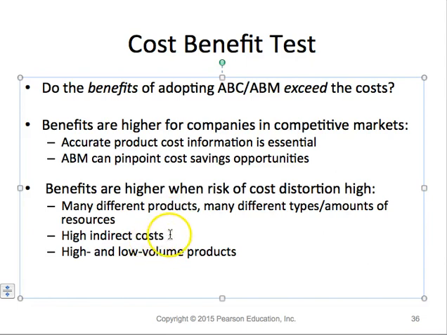High indirect costs and high and low volume products are also something companies need to look at, so that they can do something to lower the high indirect costs, and find out for the high and low volume products which one is more beneficial for the company to make.